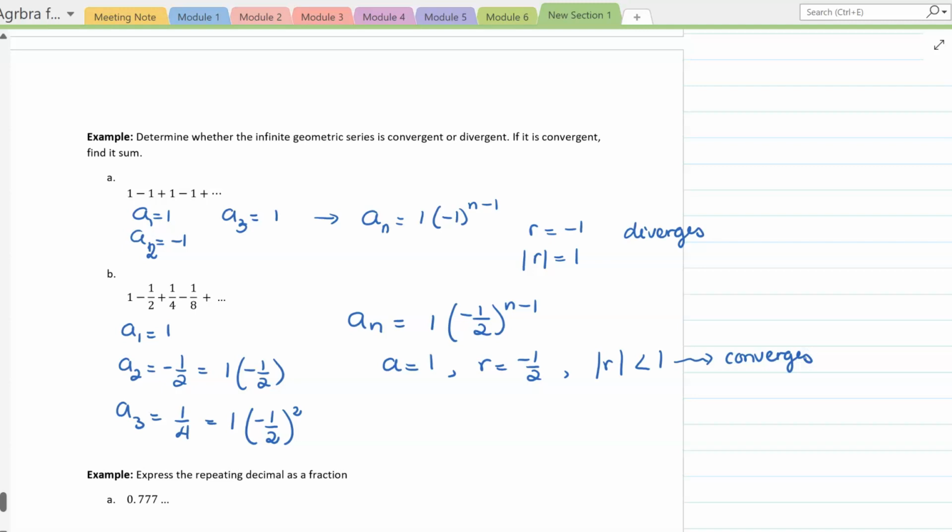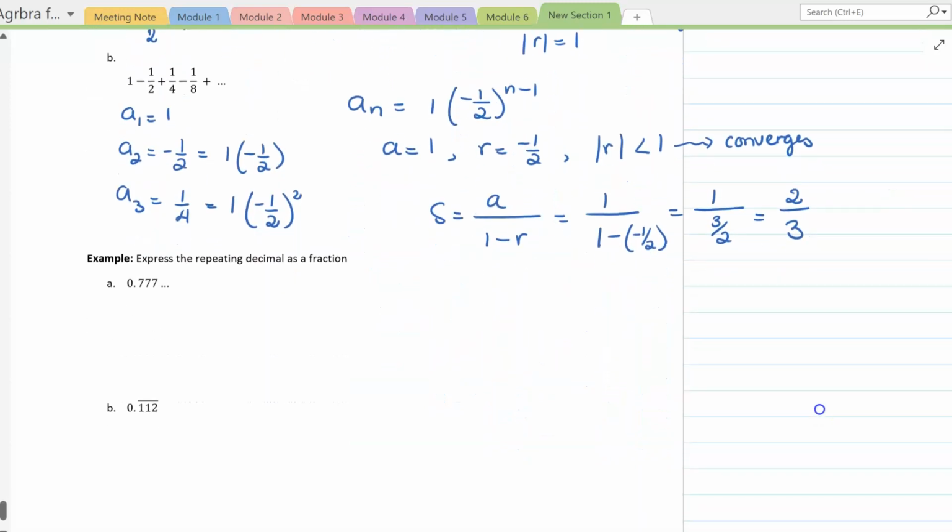And let's just find the sum. So s equals a divided by 1 minus r, 1 divided by 1 minus negative a half, equals 1 divided by 3 over 2. So this series converges to 2 over 3.